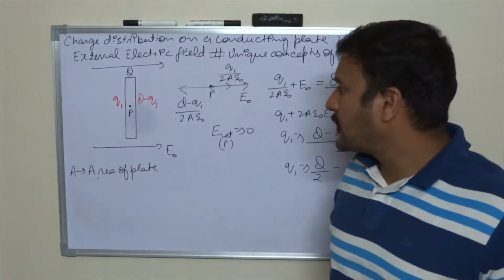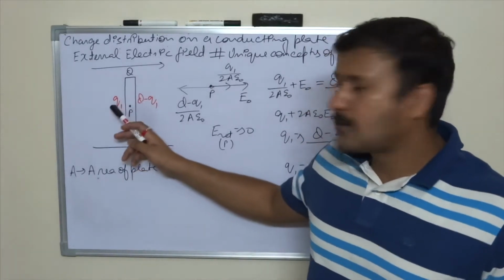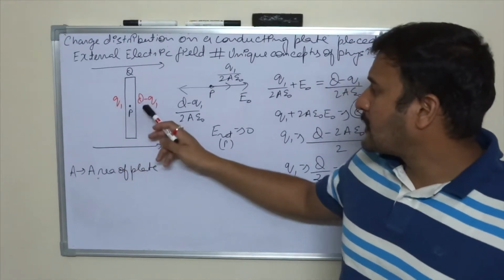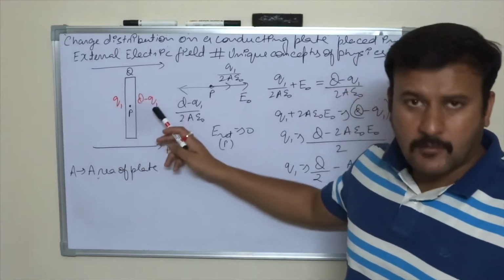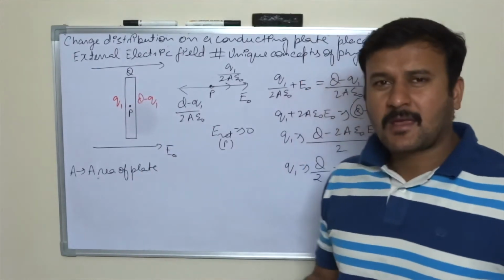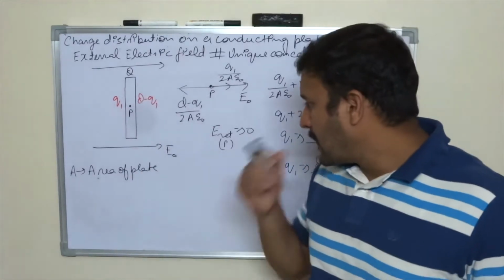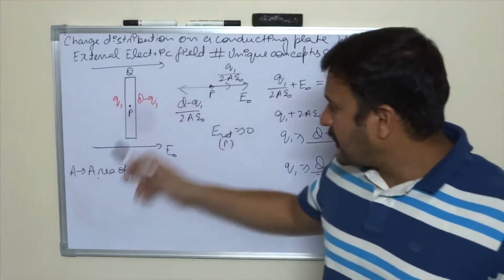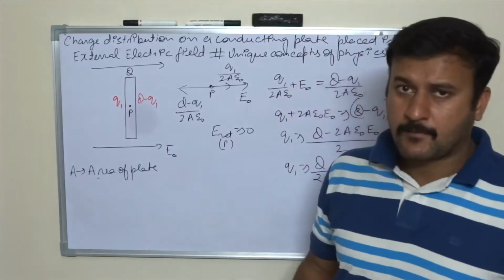For that I am assuming that the induced charge on this surface is Q1 and the remaining charge on this surface will be Q minus Q1, due to the fact that their sum should be equal to Q. This thing I have already repeated many times. Now the area of the plate is A.